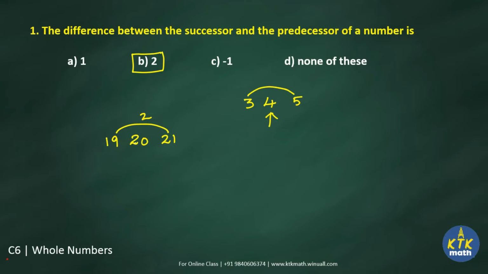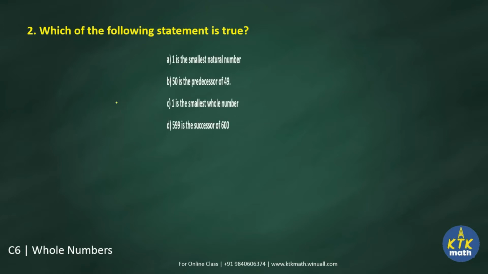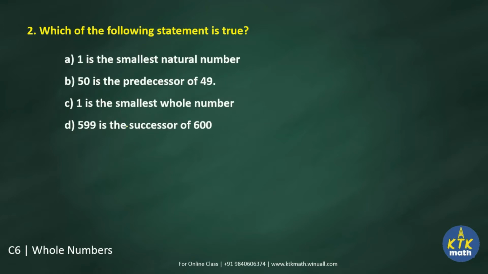Now question number 2. Which of the following statements is true? This question is based on the given statements here. 1 is the smallest natural number. Yes, I guess this is true. What some students used to do is, when they get the answer in the first step itself, in option A, they will not look at options B, C, D. But I strongly suggest you read all the options and finalize your solution.